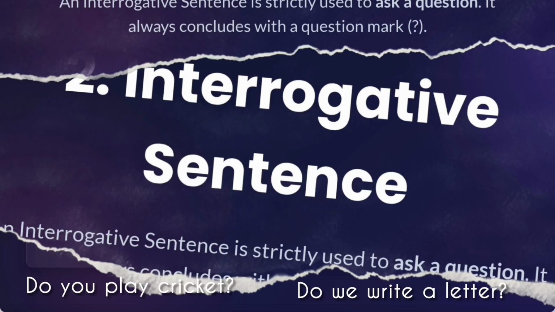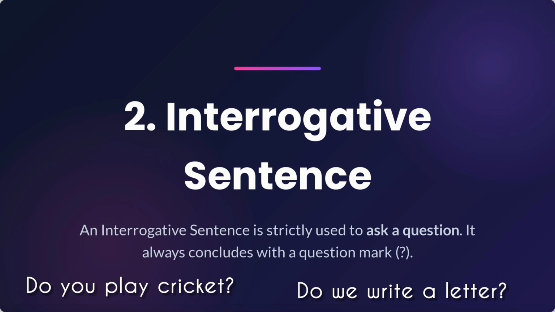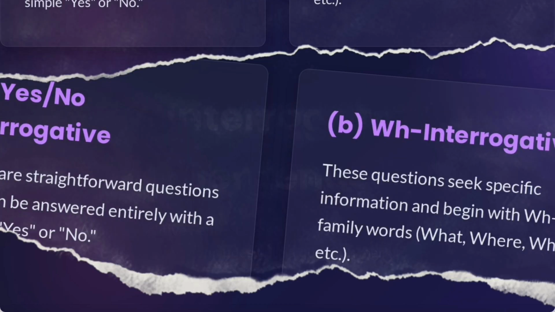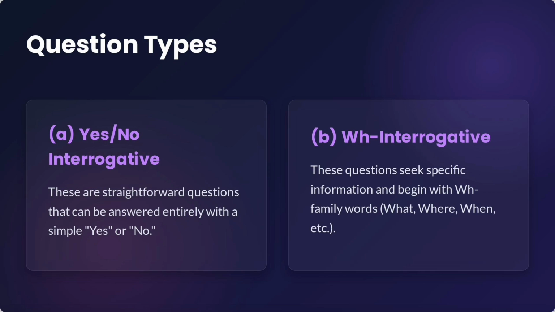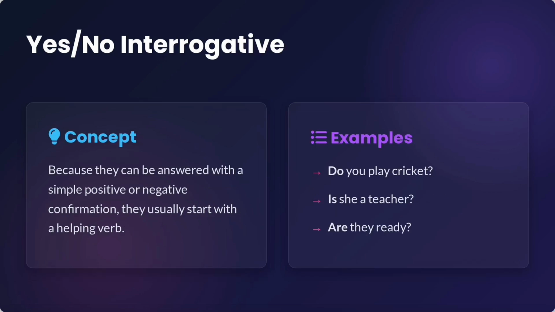Now, interrogative sentence. An interrogative sentence is used to ask questions. If a sentence asks a question and ends with a question mark, it is called an interrogative sentence. Example, do you play cricket? Do we write a letter? Interrogative sentences are mainly of two types. Number one, yes or no interrogative. Number two, WH interrogative.